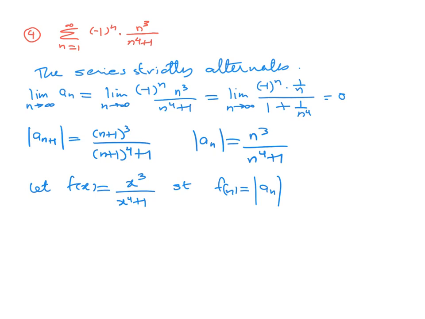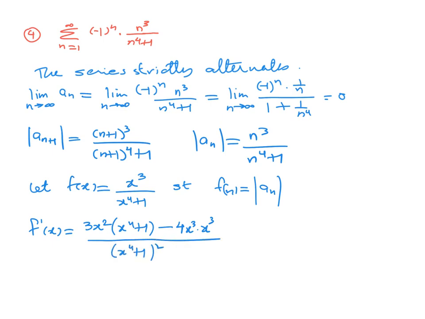So to show that the function decreases, I'm going to take its derivative, f prime of x. I can use the quotient rule here: 3x squared times x to the fourth plus 1, minus the derivative of the denominator, 4x cubed, times my x cubed left alone, all over x to the fourth plus 1 squared. And if I simplify that numerator, I get 3x squared times x to the fourth, which is 3x to the sixth, minus 4x to the sixth, so that's negative x to the sixth, plus 3x squared, over x to the fourth plus 1 squared.